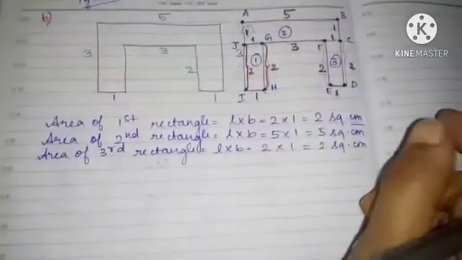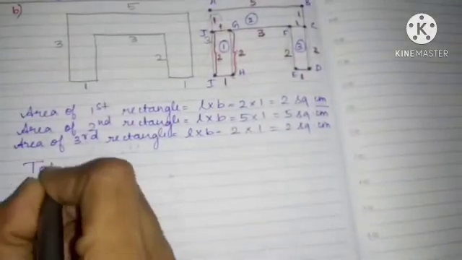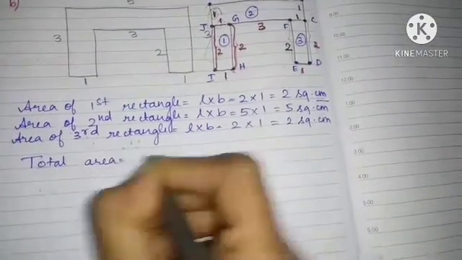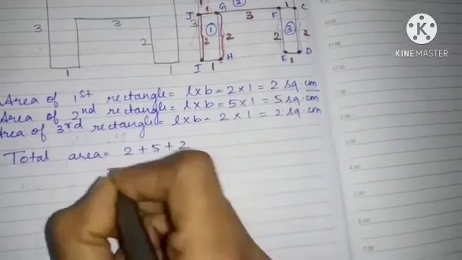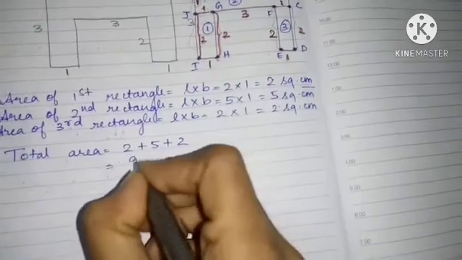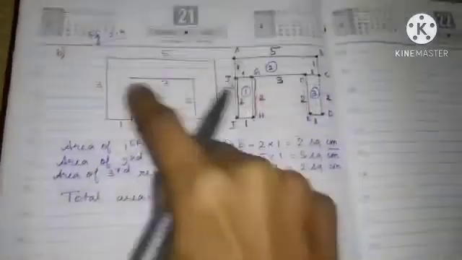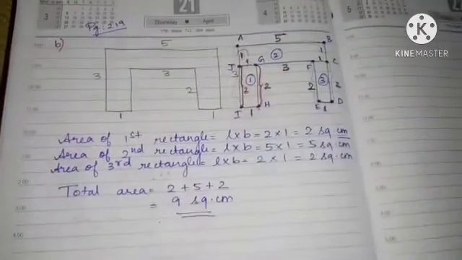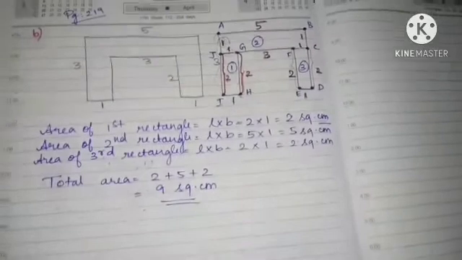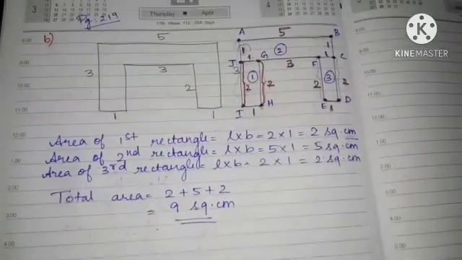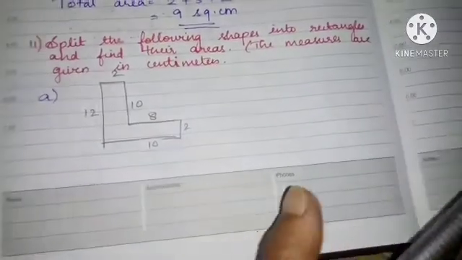So now I have found the area of first, second and third. So what is the total area now? Total area is equal to 2 plus 5 plus 2. 2 plus 5 is 7, 7 plus 2 is 9 square centimeter. So 9 square centimeter is the total area of this irregular figure, because I have split it into 3 rectangles, then added all the areas to get the total area. Understood?